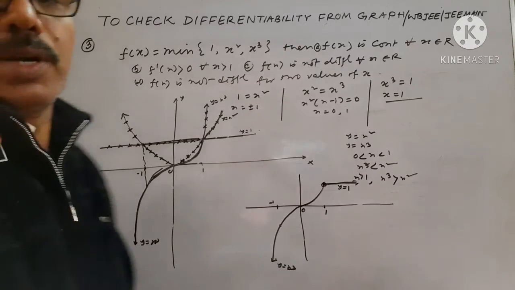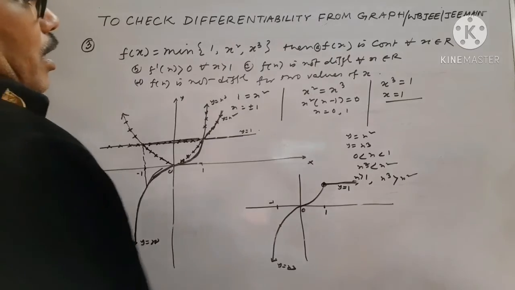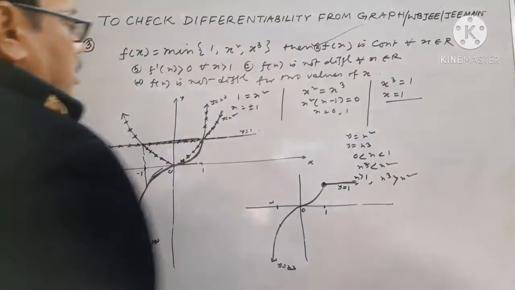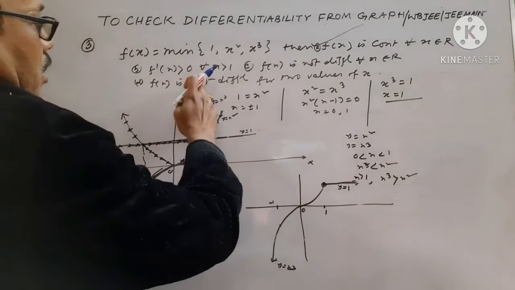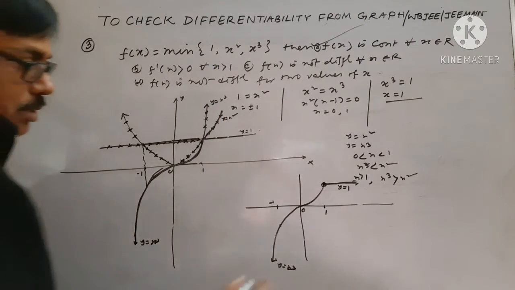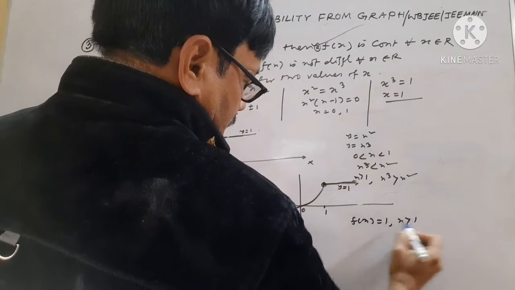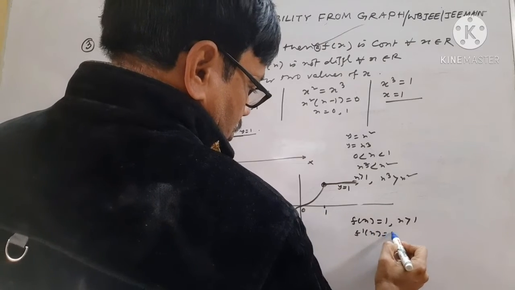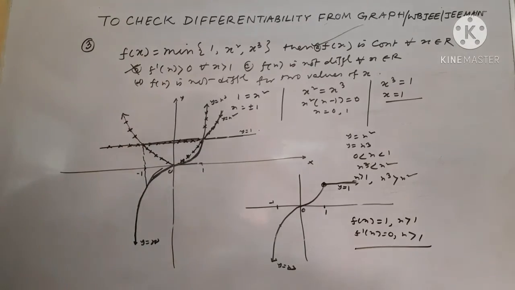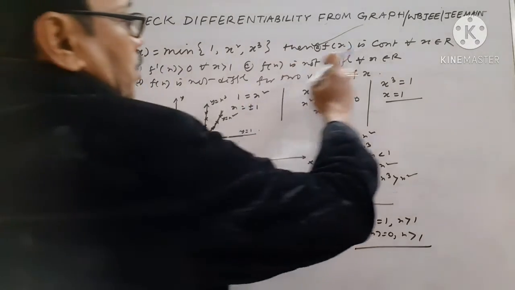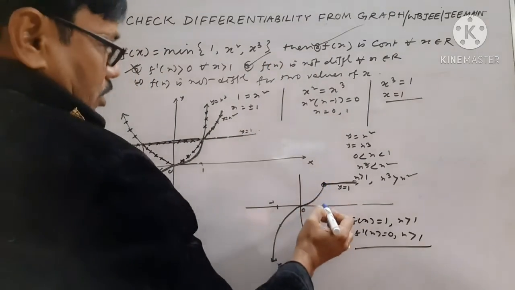Now look, what will be the possible answer? f(x) is continuous for all x. This is a possible answer. f dash x greater than 0 for all x greater than 1. So f(x) equals to 1 for x greater than 1. So f dash x equals to 0, x greater than 1. So this one is not true. f(x) is not differentiable for all x. It is not differentiable at x equals to 1.